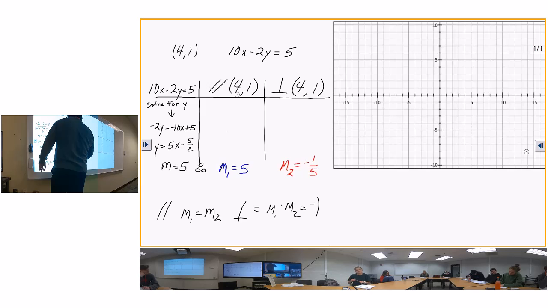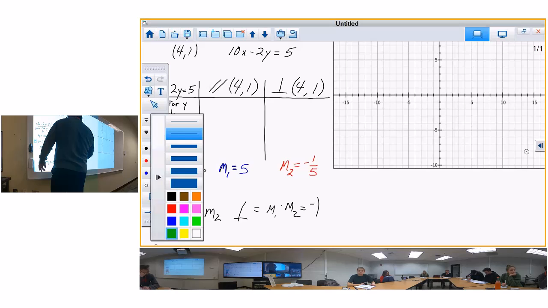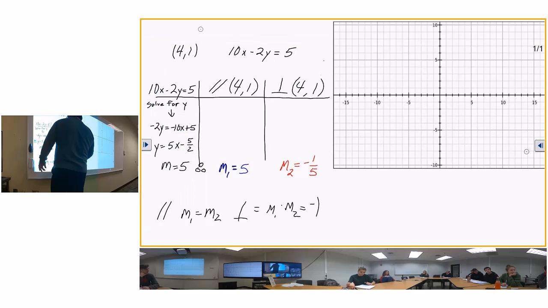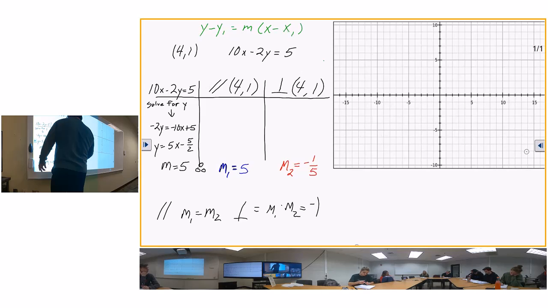Now what do I have here? A point and a what? Slope. A point and a slope. I'm going to use the point slope what? Point slope equation. Do y'all remember any of this stuff? Yes. No, you don't. There's the point slope equation. Plug and chug.